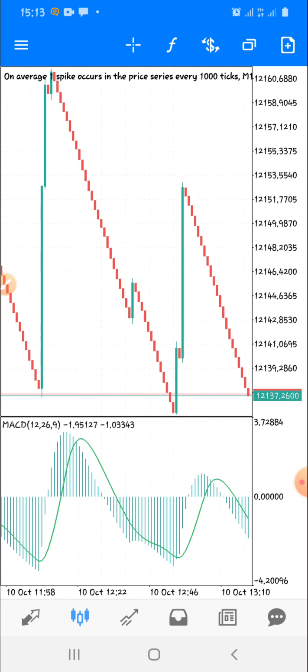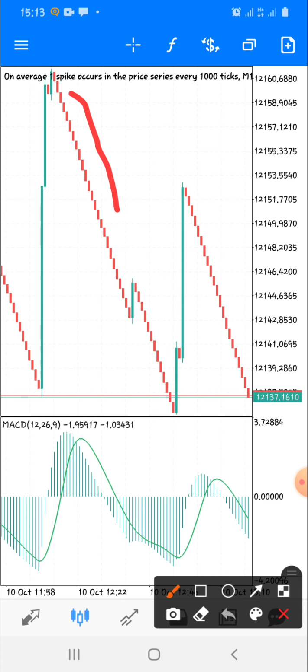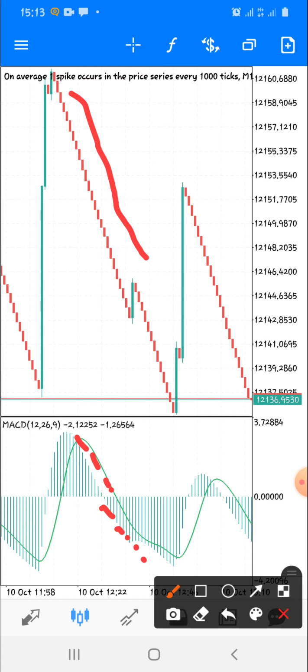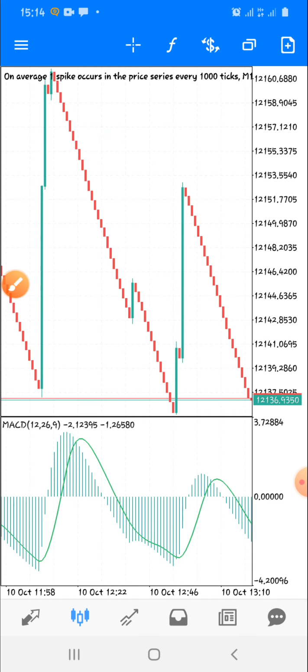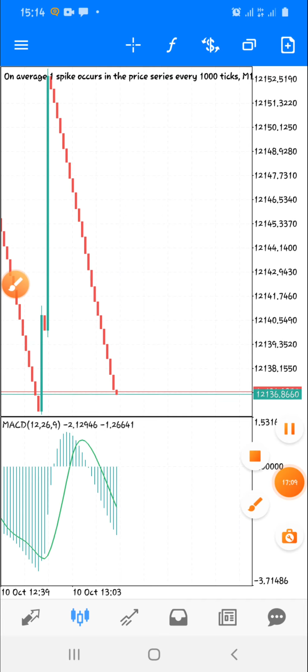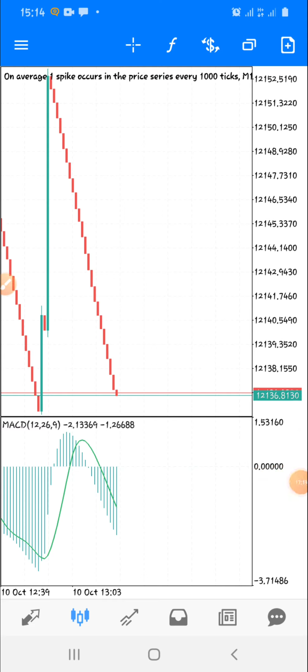And also when the market spikes and goes down here, the histogram will also decrease. If it passes the zero line, it shows that it's still going further downwards. So this is very simple if you can understand what we call divergence.